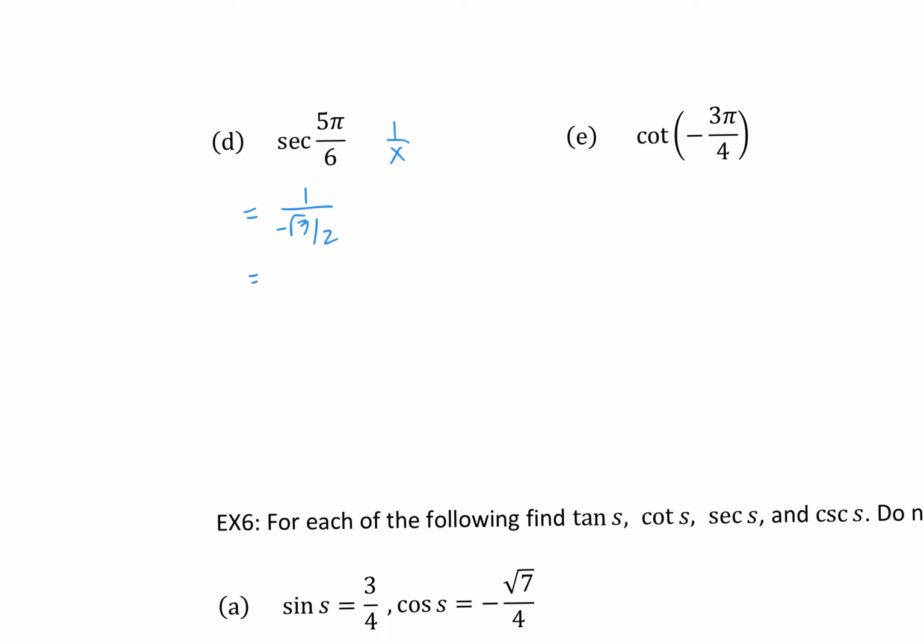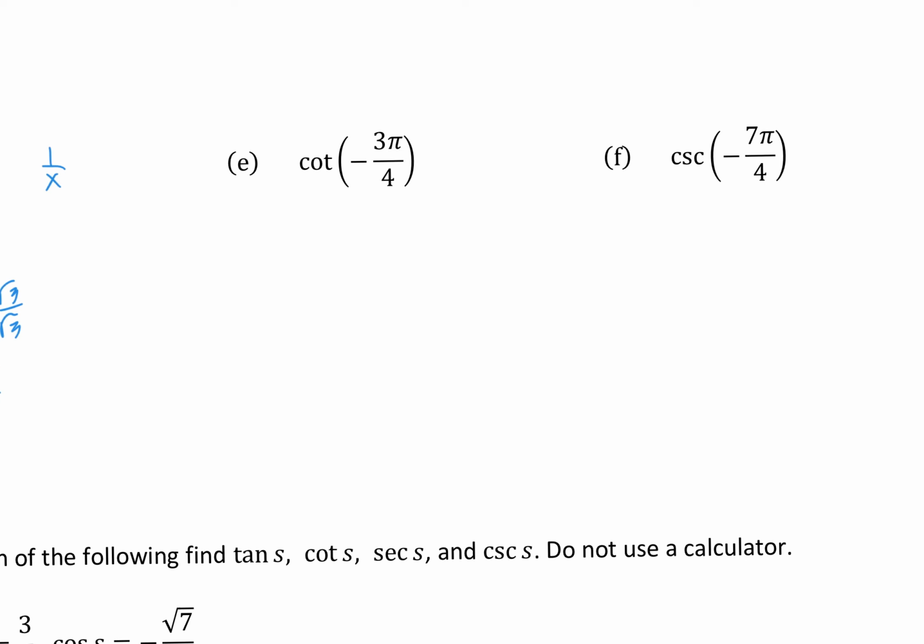And then that becomes negative 2 square root of 3. Have to rationalize. Negative 2 square root of 3 over 3. Part E, we have cotangent of negative 3 pi over 4.